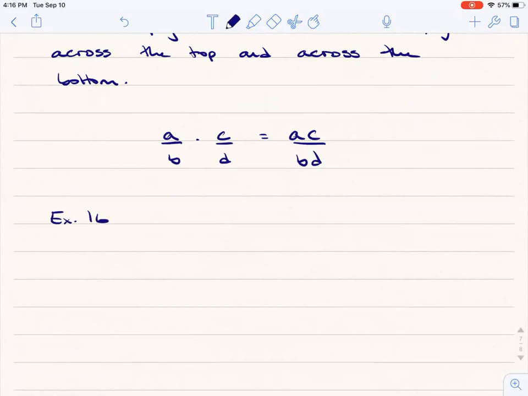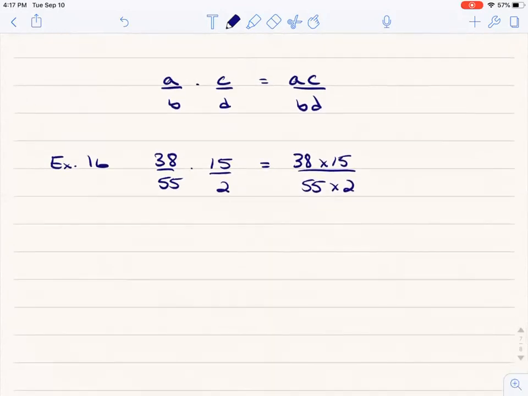For example, we've got 38 over 55 times 15 over 2. To figure out what that is, we've got 38 times 15 on top and 55 times 2 on the bottom, which gets us 570 over 110. I'm confident that that simplifies, but I don't really care.